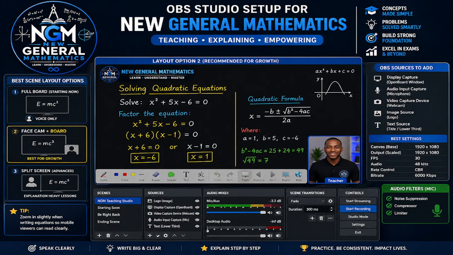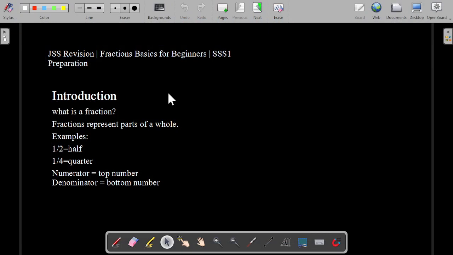Today, like I promised, I will be going into junior class revision. I'm going to start with fraction. JSS revision, fraction, basic for beginners. It is good to refresh your memory. As I said, this is basically for students that are aspiring to go into mathematics, especially from SS1, SS2, or SS3. So my focus is those students who are in secondary school.